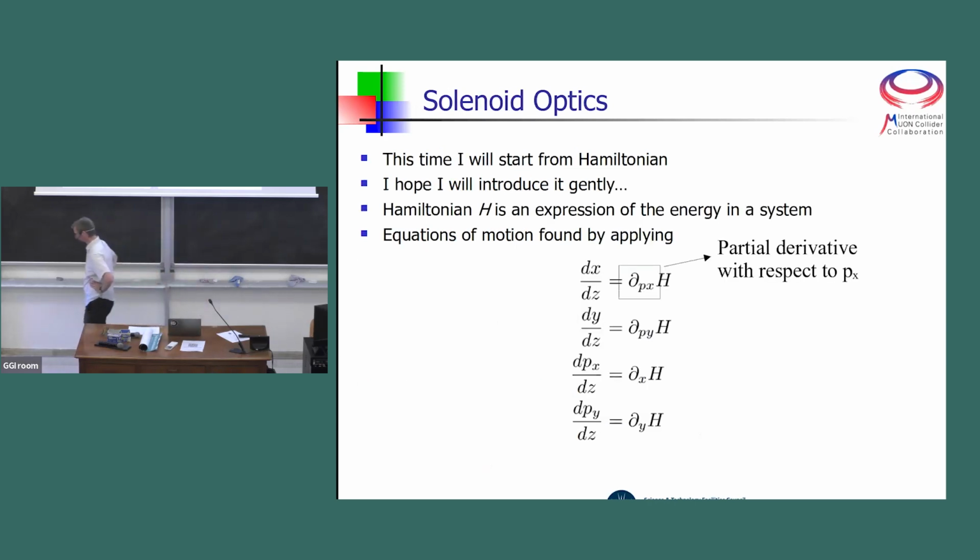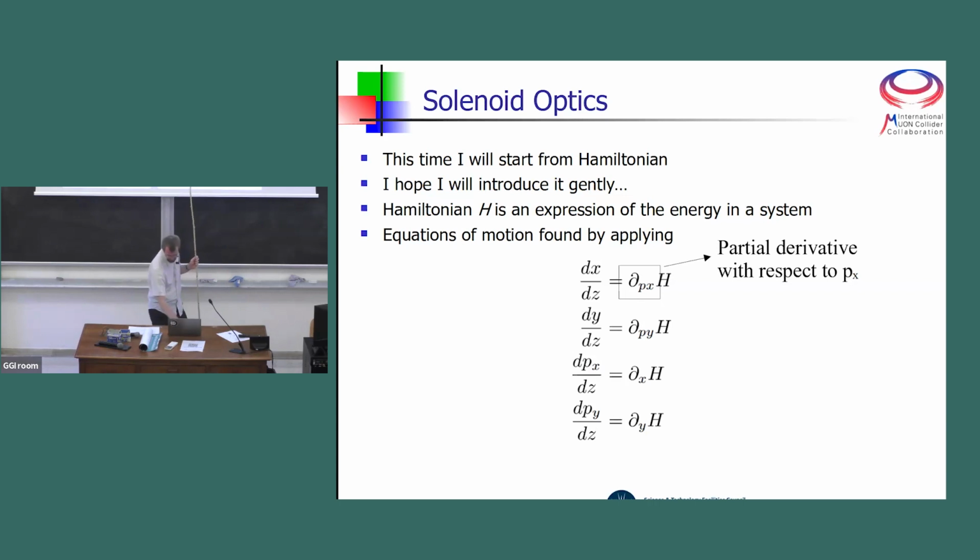The other thing I'm going to do differently is use Hamiltonians for this lecture. If you're not familiar with Hamiltonians, many will be, some maybe aren't, so I'm going to try and introduce it gently. The Hamiltonian, which is typically written with the letter H, is an expression of the energy of a system. For a Hamiltonian, we have the equations of motion. For example, the change in position as a function of Z, where I'm using Z, the longitudinal coordinate, as my independent integration variable, is equal to the partial derivative of H with respect to px. So dH by dpx, partial derivative.